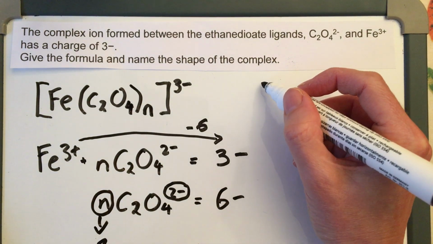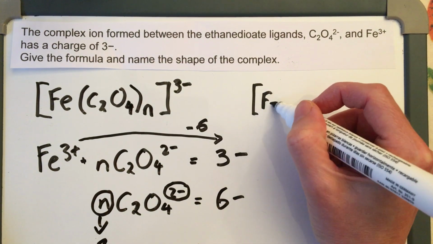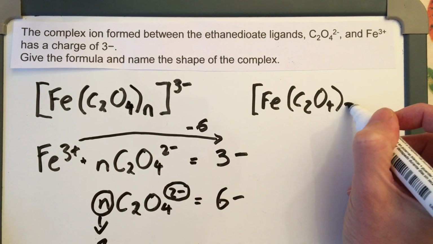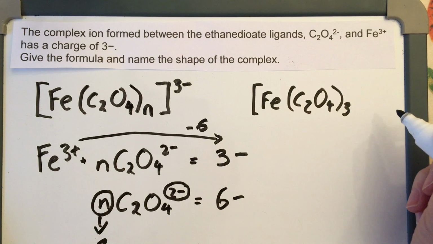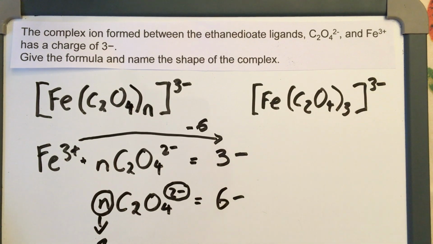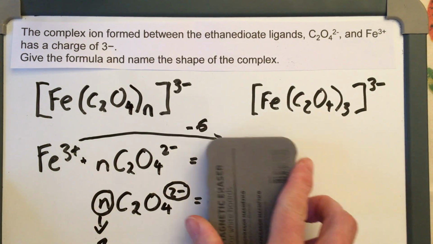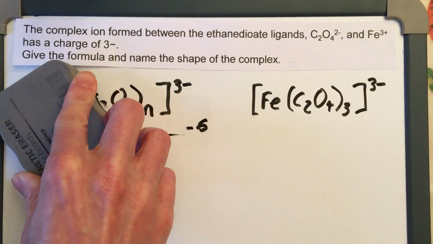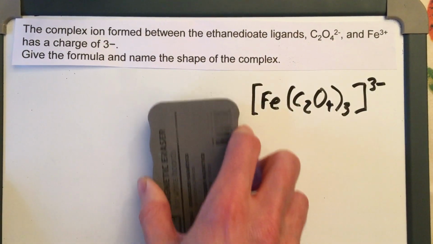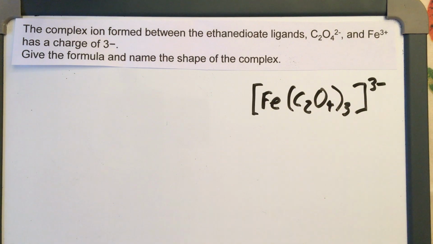So then if I write out the formula of my complex, I've got iron, 3 of the ethanedioate ligands, and overall it's 3-. So that's the first part of the question, working out the formula. And then we need to use this formula to work out the shape of the complex, so what shape this is going to be. I'll leave the formula of the complex up there.